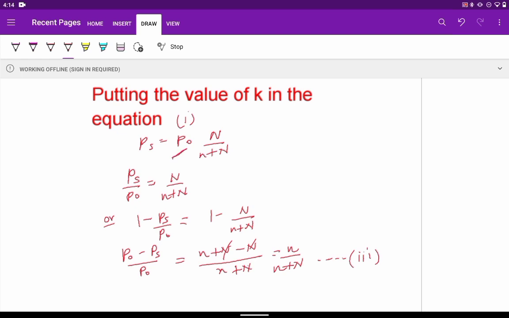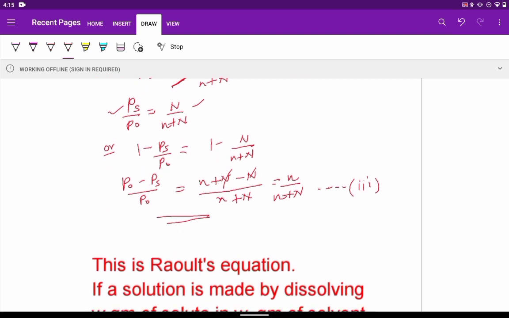Now this P0 we shift to the other side. PS by P0 is equal to N by N plus n. Now this side also we subtract from 1. So it is 1 minus PS by P0 is equal to 1 minus N by total number of moles, that is number of moles of solvent, capital N, by total number of moles. By solving this, you can see I have solved it here. We get P0 minus PS by P0 equal to n by N plus n. This is Raoult's equation. This equation, which is marked as 3, is the Raoult's equation.